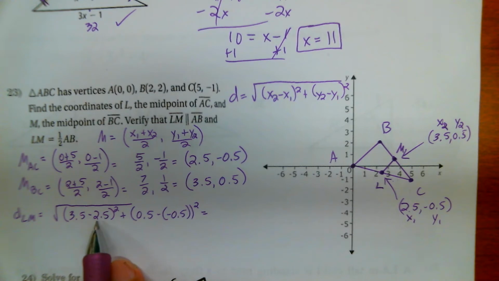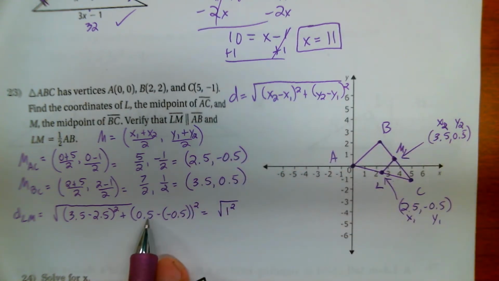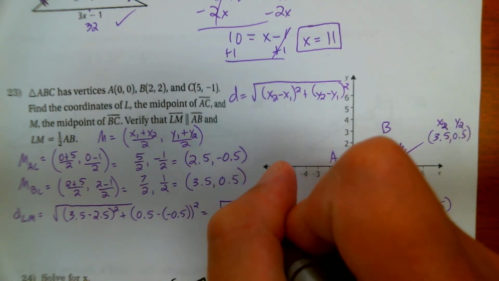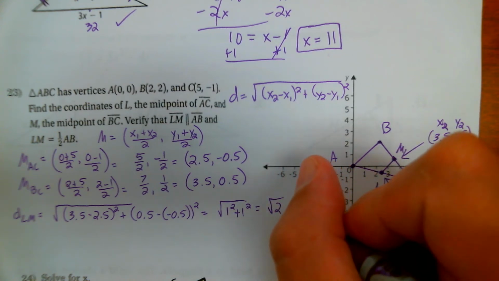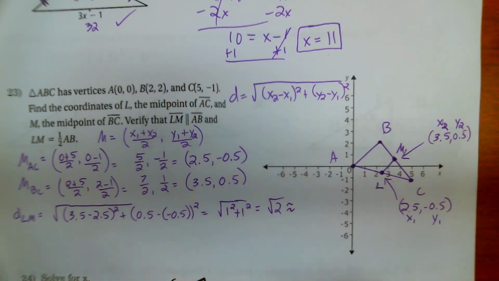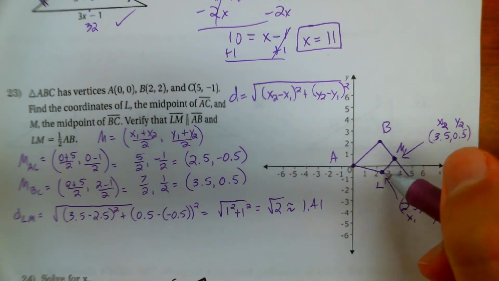Okay, so if I work this out, that's the square root of 1, since 3.5 minus 2.5 is 1. So the square root of 1 squared. 0.5 minus a negative 0.5 is 0.5 plus 0.5, which is 1 squared. So I have plus another 1 squared. That's 1 plus 1, which is 2. So that gives me the square root of 2, which is approximately 1.41. Okay, that's approximately 1.41.